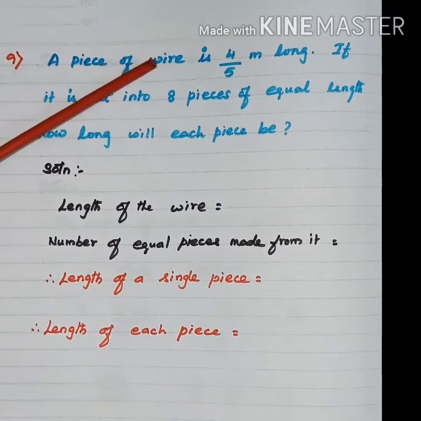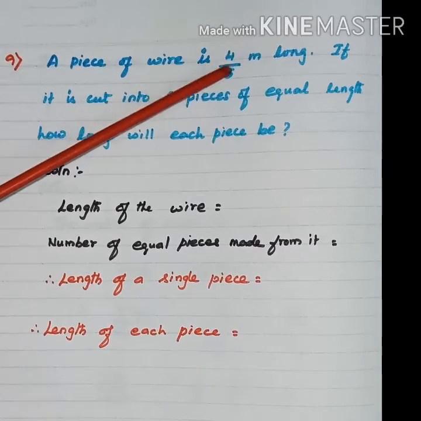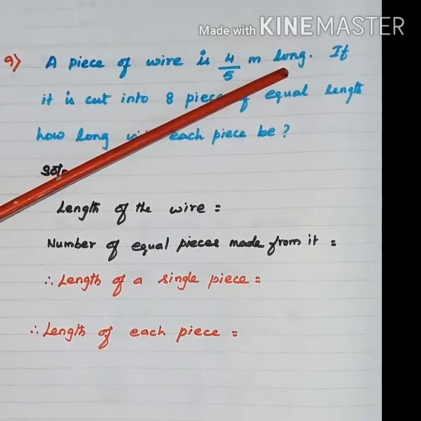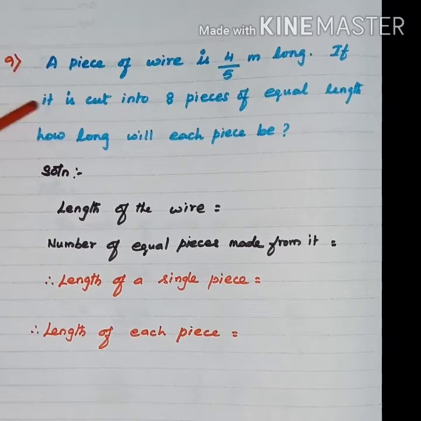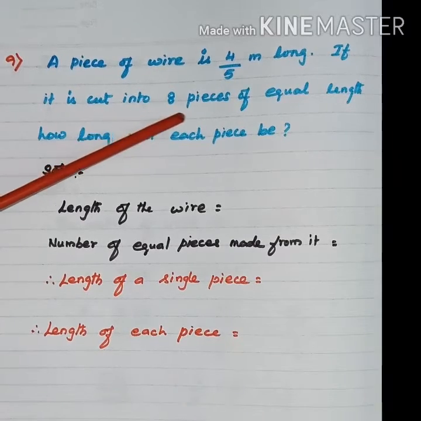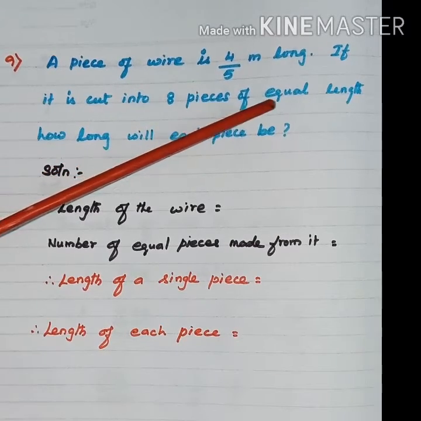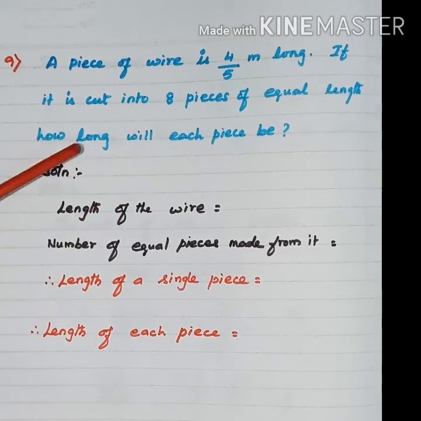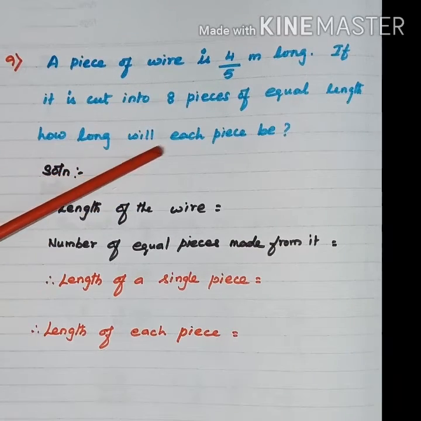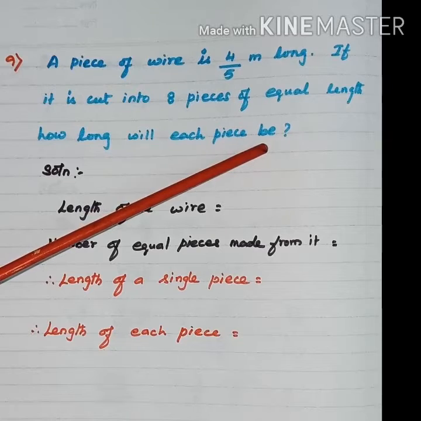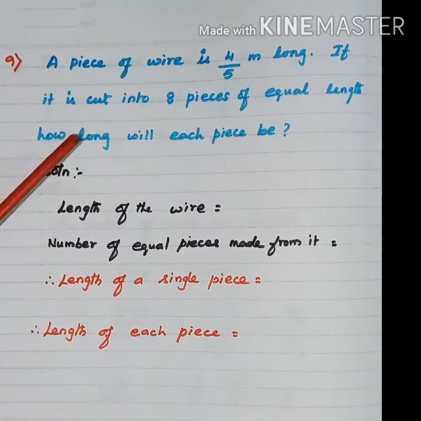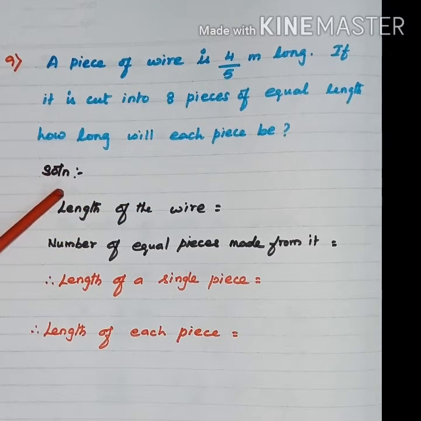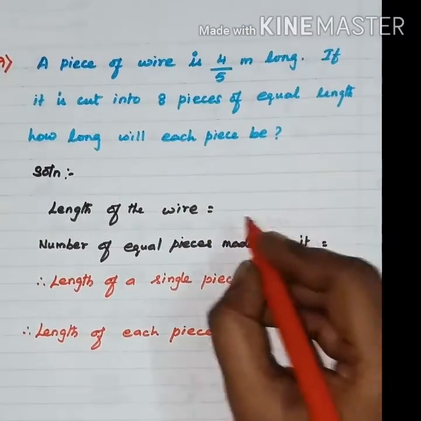A piece of wire is 4/5 meter long. If it is cut into 8 pieces of equal length, how long will each piece be? Solution: the length of the wire is equal to 4/5 meter.